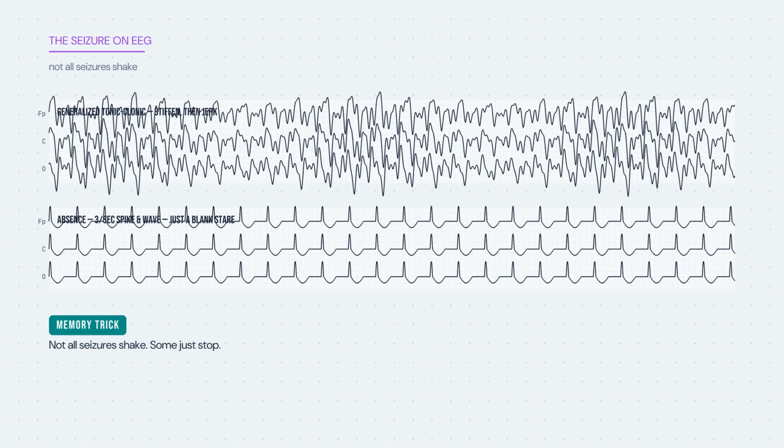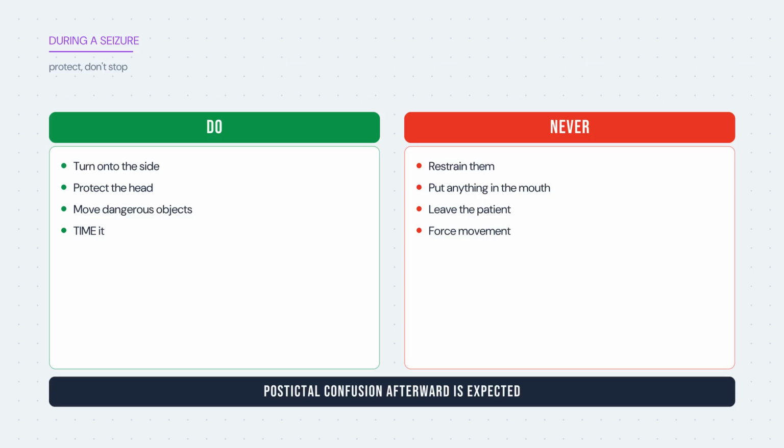Some just stop. What you do during a seizure is mostly about protecting, not stopping. Do not restrain them, and do not force anything into the mouth. Turn them onto their side so secretions drain and the airway stays clear. Protect the head, move dangerous objects, and time it. The timing is not a detail. It is the decision point for the next slide. And when it is over, they will be confused and exhausted. That is the postictal state, and it is expected.